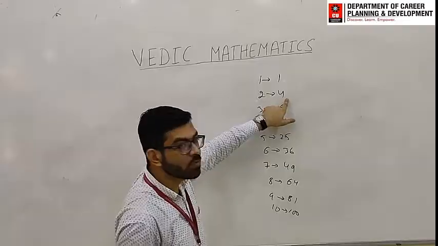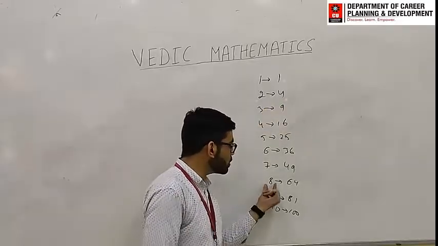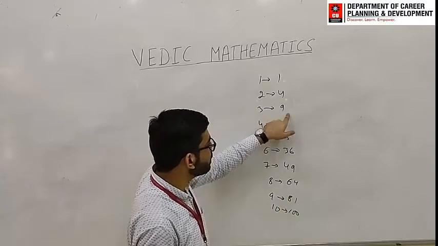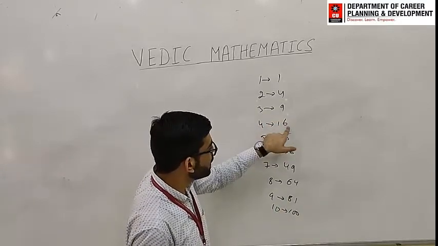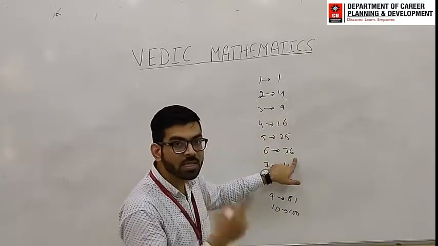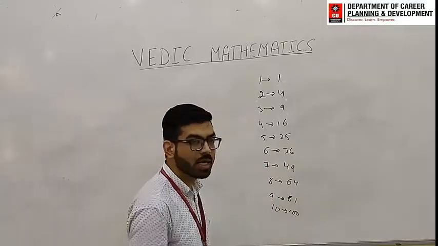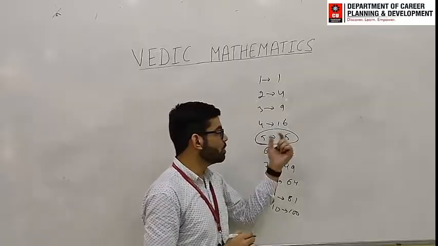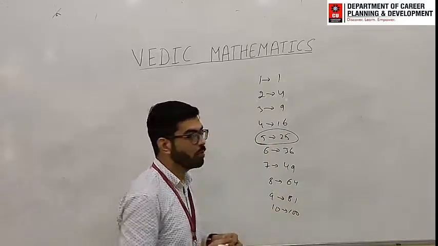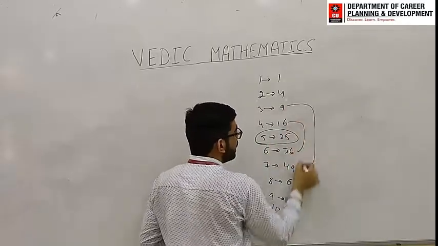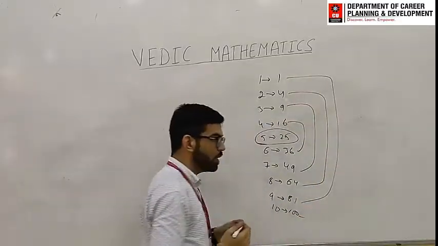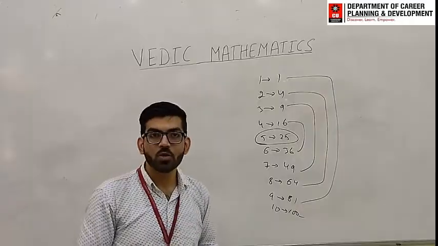Square of 2 ends with 4. Similarly, the square of 8 is also ending with 4. Similarly, for 3, the square ends with 9. For 4, it ends with 6. For 6, it ends with 6. For 7, it ends with 9. Only one difference is there: the square of 5 has a unique last digit, that is 5. Just see here, 6, 6, 9, 9 same, 4, 4 same, 1, 1 same, and 10 is also unique. So what was the method to solve this type of question?